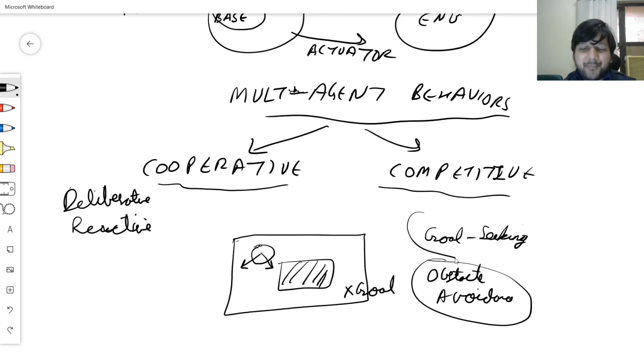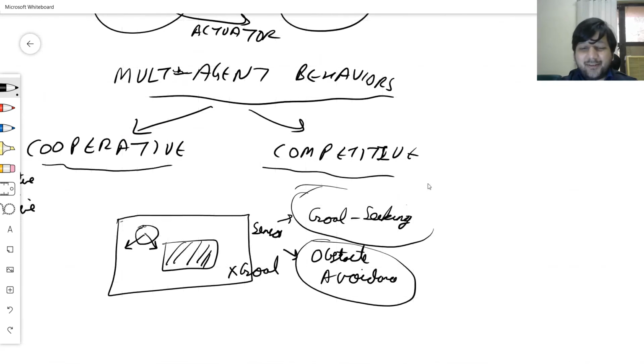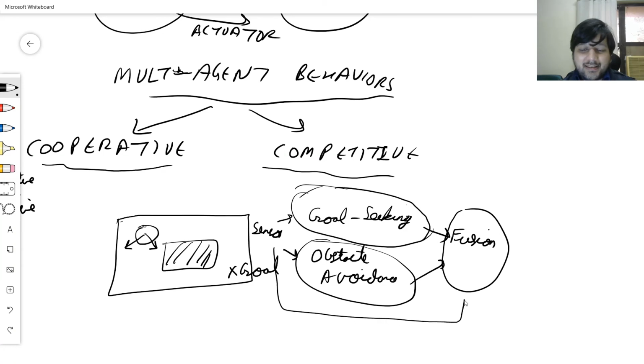And what really happens is the sensor input comes over here, both the behaviors get invoked, and they all tell the robot what to do, what not to do, and you've got a fusion of the two, which is situation aware, and that is your output. So when you have multiple behaviors, that's what happens.